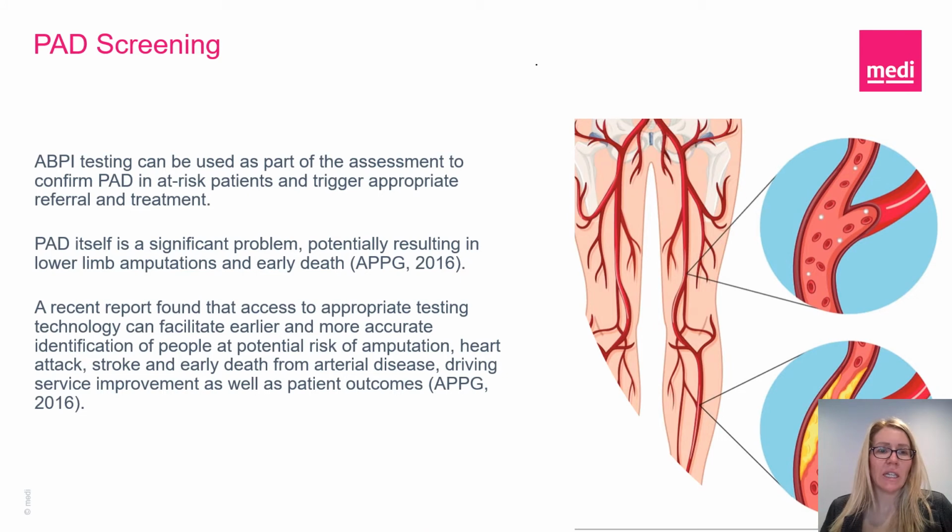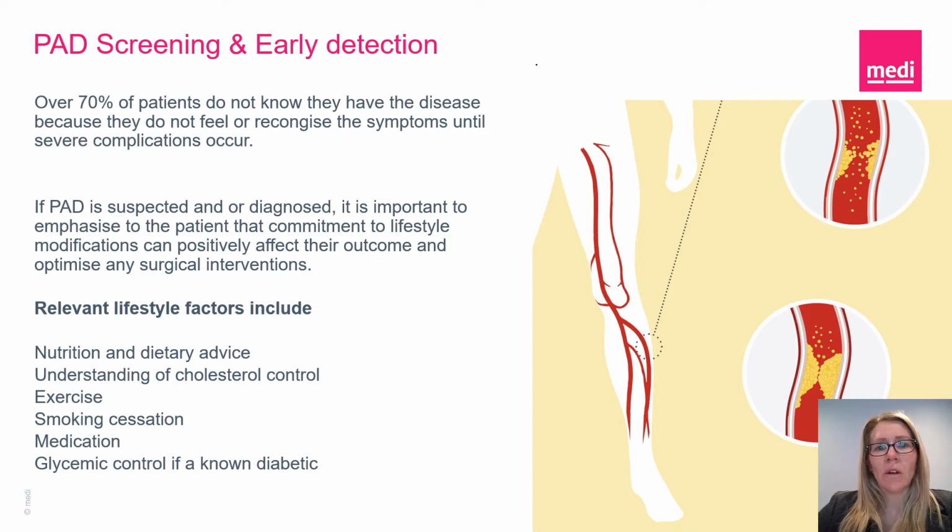So we know that ABI testing can be used and is used within the UK as part of a lower limb assessment, confirming PAD or if a patient is at risk when relating to wound care. However, we need to now drive forward the screening process and early detection of PAD to avoid significant harm later on in life for patients, regardless whether they have a leg ulcer or lower limb problem. We need to be looking at those patients that are at risk due to their long-term conditions or medical history. So we know that those who are at risk can develop severe complications.